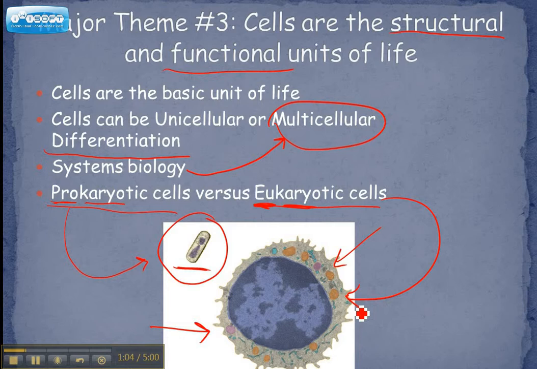So prokaryotic cells are typically unicellular, and they're typically bacteria. Other living things are made up of eukaryotic cells, and they're multicellular. So you have plants or animals, fungi.